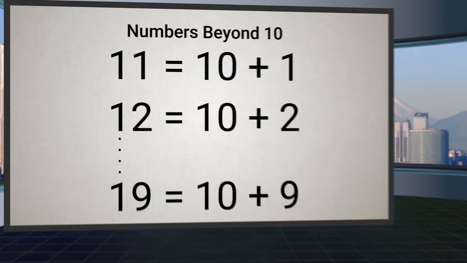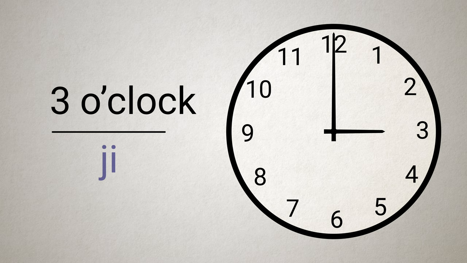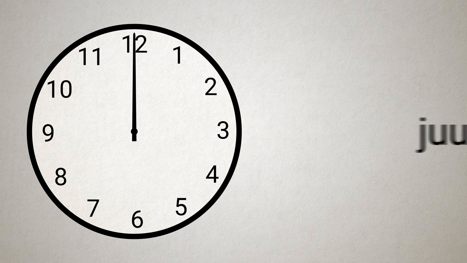In Japanese, o'clock is ji. You know 3 is san. So, how do you say 3 o'clock? That's right. Sanji. How about 5 o'clock? Goji. 12 o'clock? Juuniji.